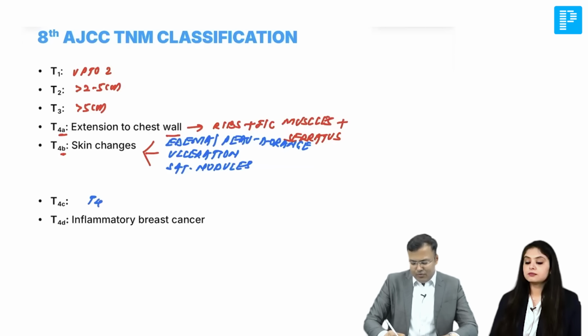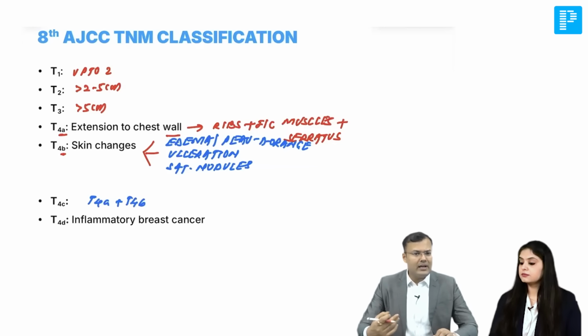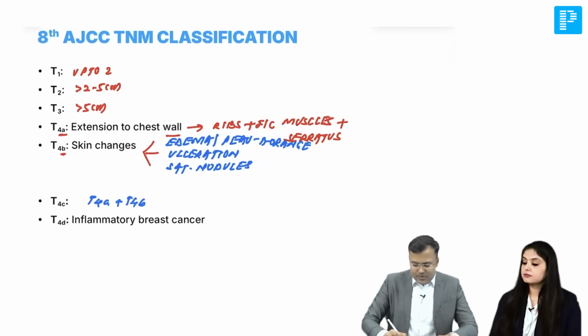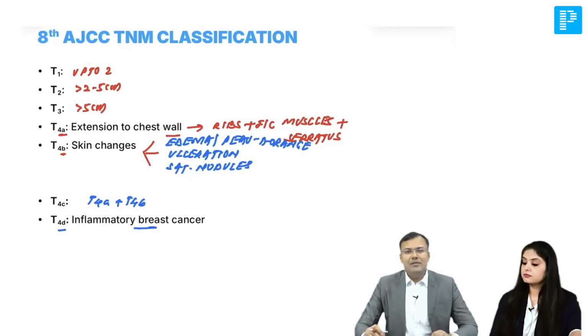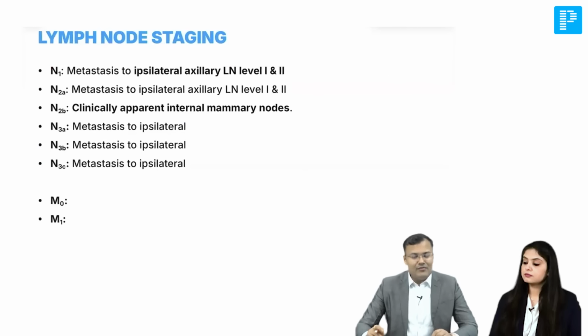If the patient is having both T4A plus T4B, meaning inside and outside both are involved, that is T4C. And the most important, it is T4D. What is T4D? This is inflammatory breast cancer. This is T. Now see the lymph node staging.